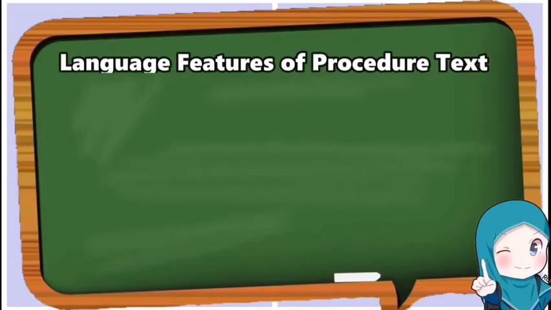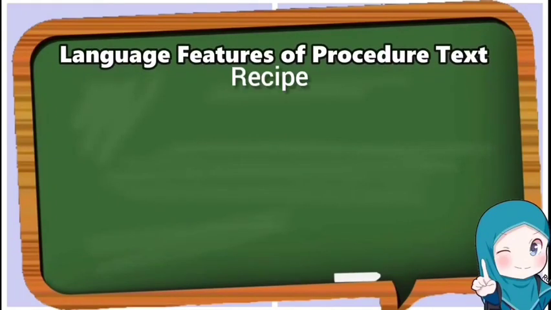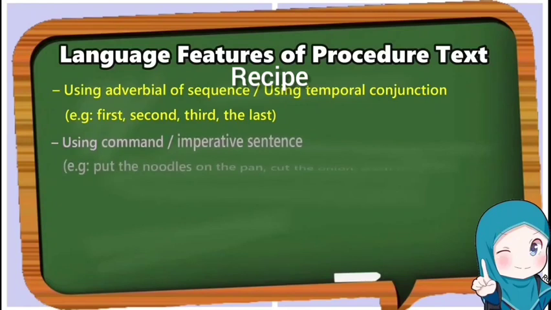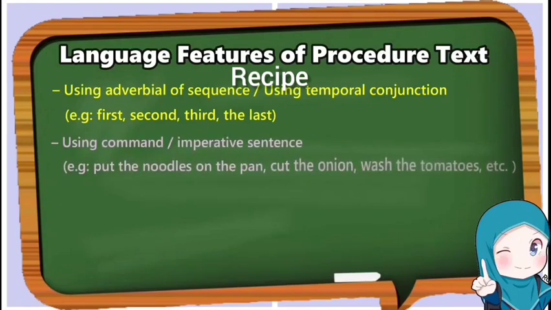Okay, let's see the language features of procedure text recipe. The first one is using adverbial of sequence or using temporal conjunction. For example, first, second, third, the last. Next, using command or imperative sentence. For example, put the noodles on the pan, cut the onion, wash the tomatoes, and so on.